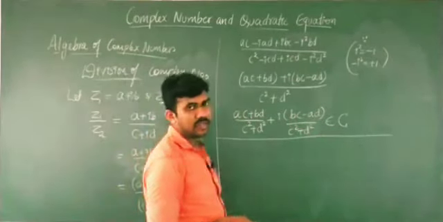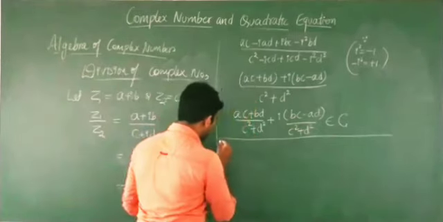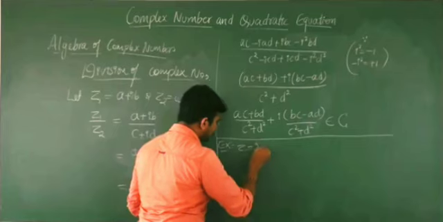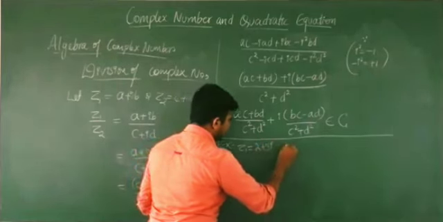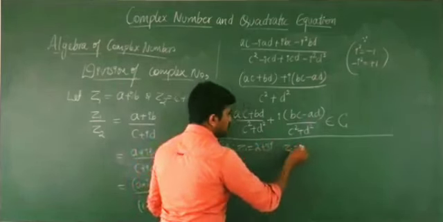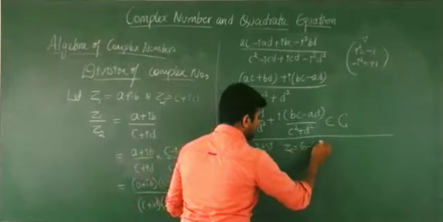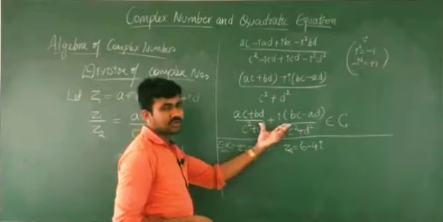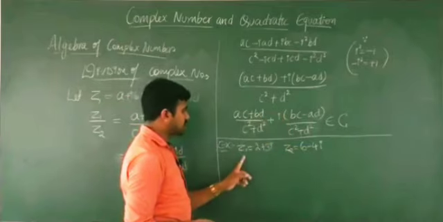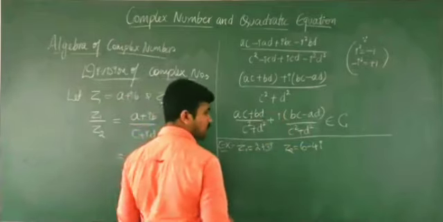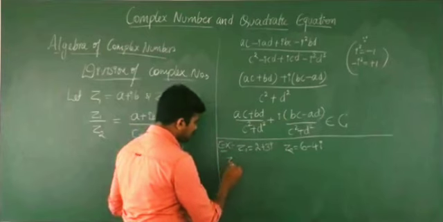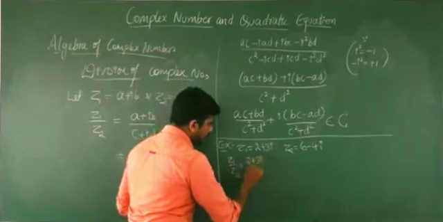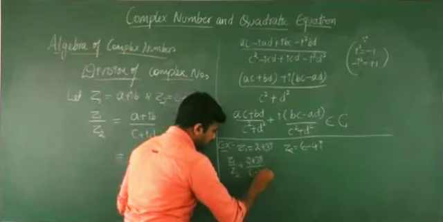So you understood how to divide, right? Let me take an example. Z1 is equal to 2 plus 3i, Z2 is equal to 6 minus 4i. If we have to divide this, either you can go through this formula or else you can use the same procedure we followed here. So Z1 over Z2 is nothing but 2 plus 3i divided by 6 minus 4i.